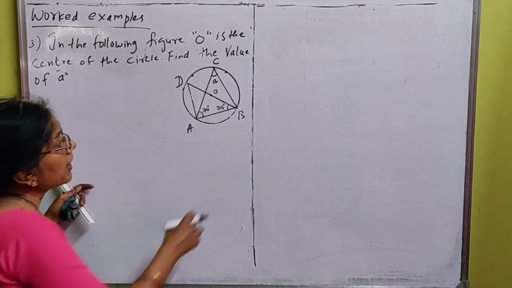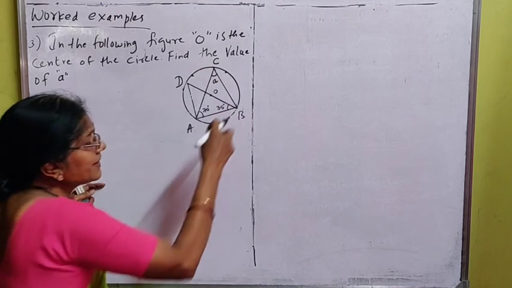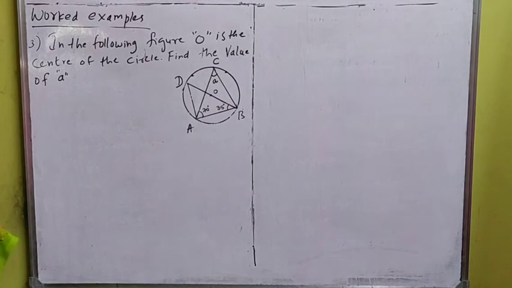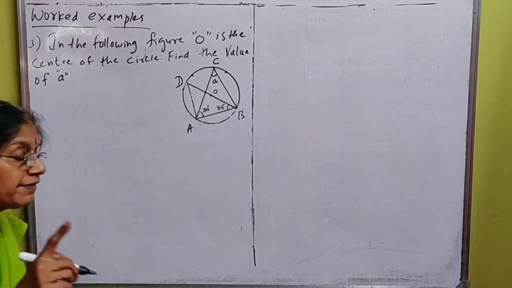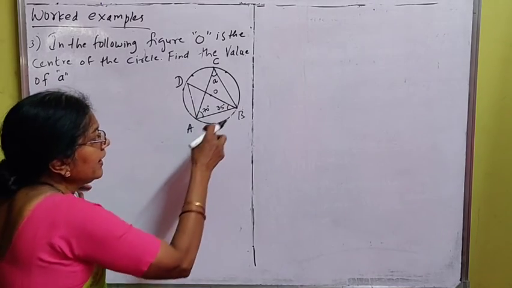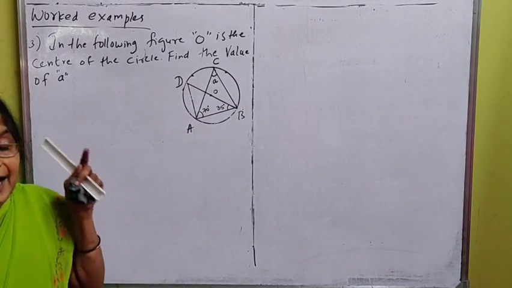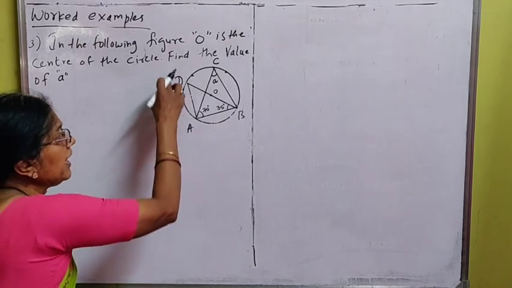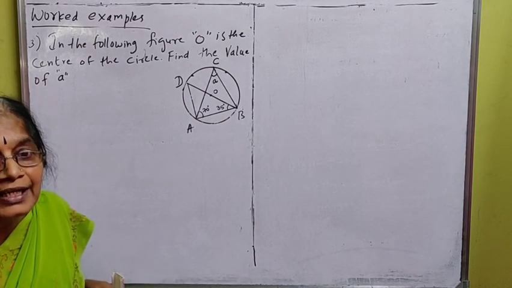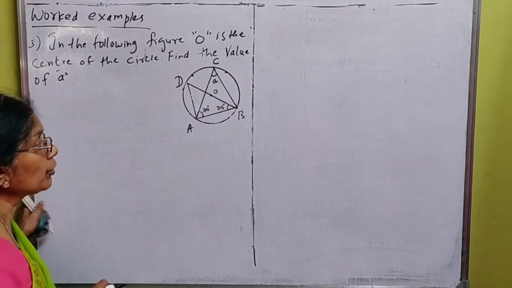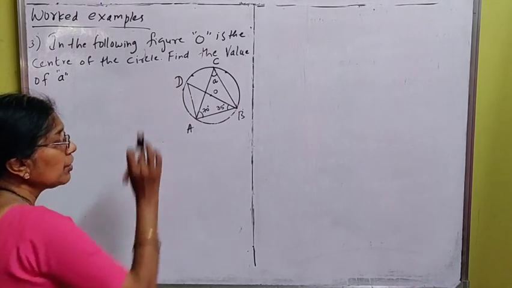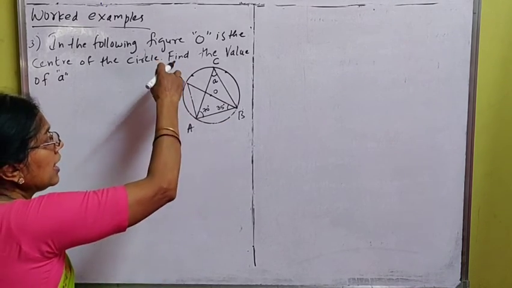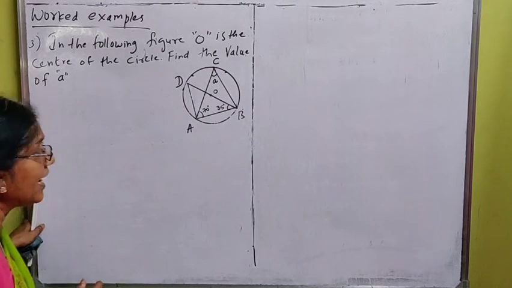Now look here. BD is the diameter. And I have told you that when the diameter makes an angle, it makes a right angle on the circumference. Means angle BAD is equal to 90 degrees. What do you call it? Angle BAD is equal to 90 degrees. Why? Because BD is the diameter.